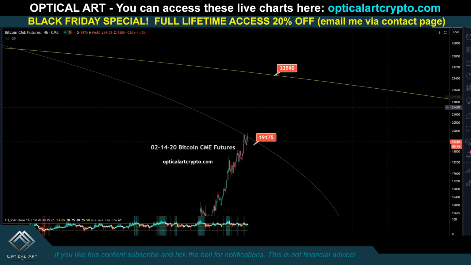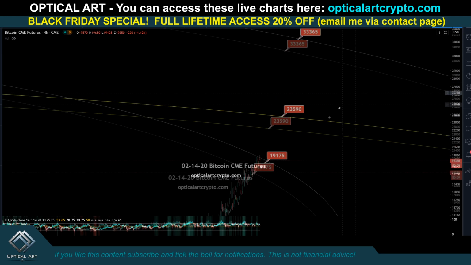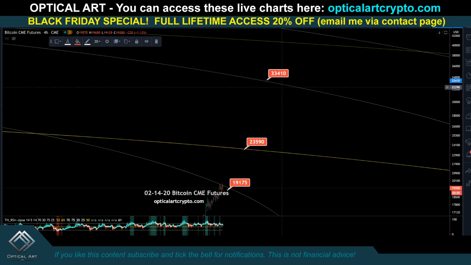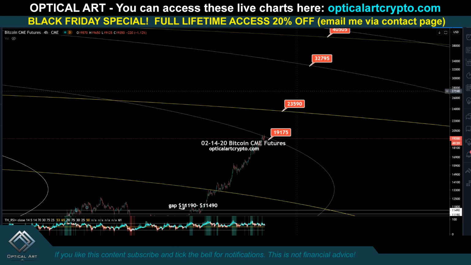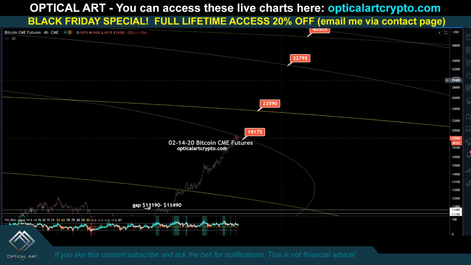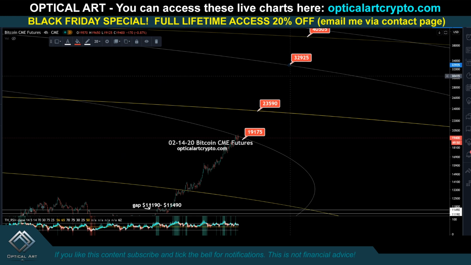This is the next white ring. This is the next yellow ring. This is 23,590. If we push above that, look at that. That's in confluence with the other chart. This would be around 33,410. If we push above that, this next ring, hey, this is potentially 40,000. So these are targets to the upside, but it seems likely we'll get some resistance right here at 23,590. And again, if you're super bullish, guys, this could push all the way up to 32,000.